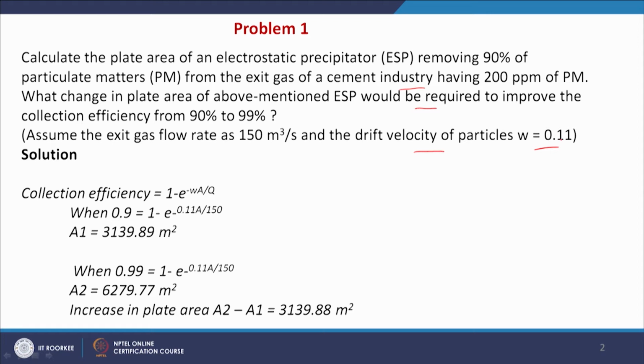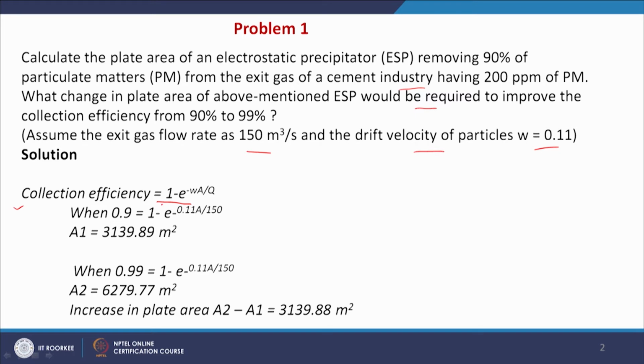electrostatic precipitator. Already we have discussed it in our previous classes, and here we see that collection efficiency for ESP can be determined by this expression: 1 minus e to the power minus W A by Q. In this case W is drift velocity, so here 0.11, and A is the surface area of the collector of this ESP and Q is the volumetric flow rate. It is given that 150 meter cube per second. So, Q value is given and W value is given.